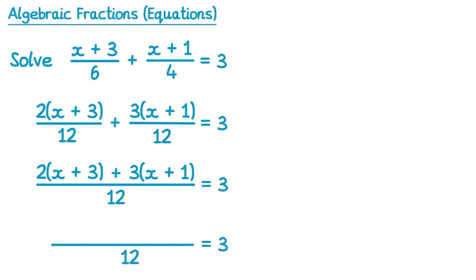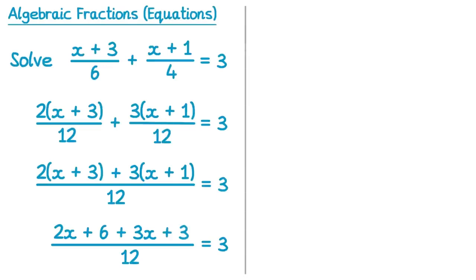So we've got 2 lots of x, that's 2x. 2 lots of positive 3, that's positive 6. Then we've got a positive 3 times x, that's positive 3x. And then positive 3 times positive 1, that's positive 3. We can now tidy up that numerator a bit by collecting like terms. So if we write the over 12 and equals 3, we've got 2x and 3x, that adds to make 5x, and then we've also got a 6 and a plus 3, which gives you 9.